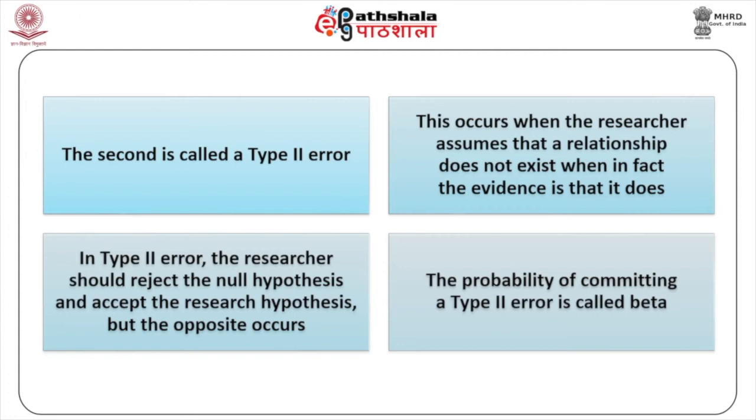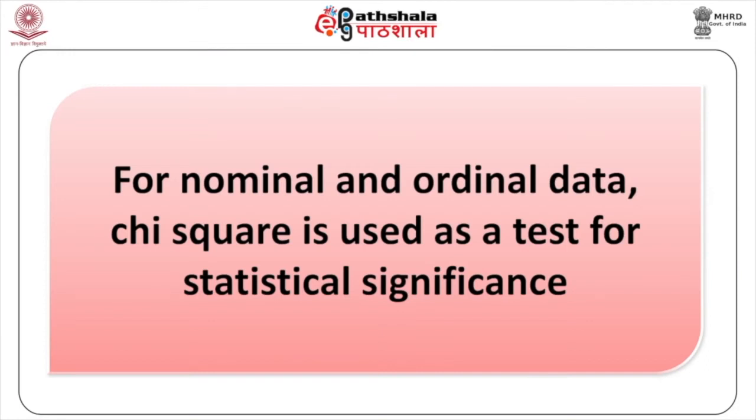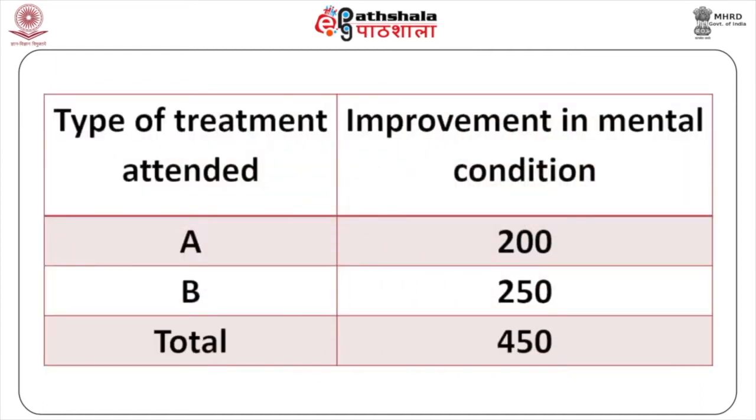Now we are going to discuss chi-square test, student's t-test and f-test, which are commonly used for hypothesis testing. Chi-square test. For nominal and ordinal data, chi-square is used as a test for statistical significance. For example, we hypothesize that there is a relationship between the type of treatment program attended and the improvement in the mental condition of the patient.